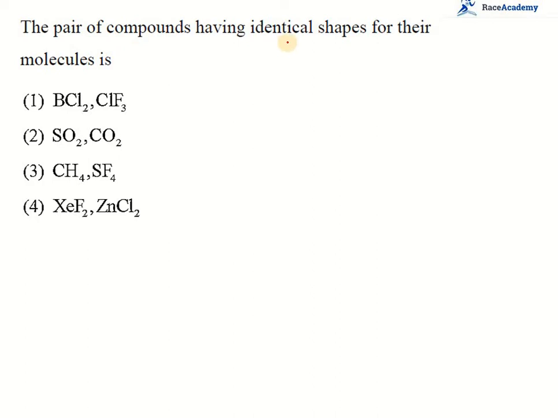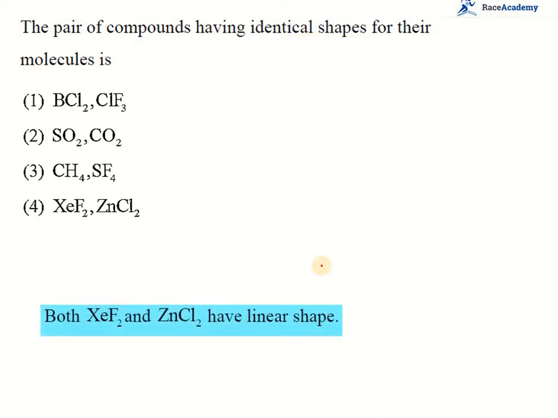The pair of compounds having identical shapes for their molecules is? So we have xenon difluoride, that is linear. Zinc chloride is there, linear.